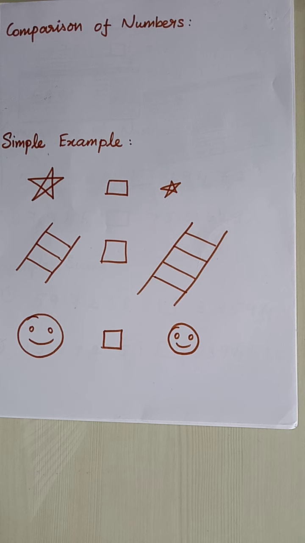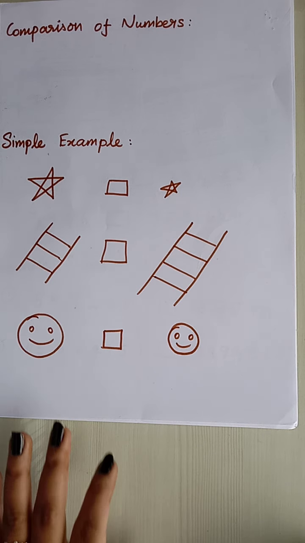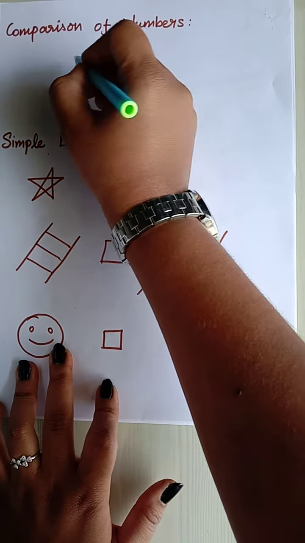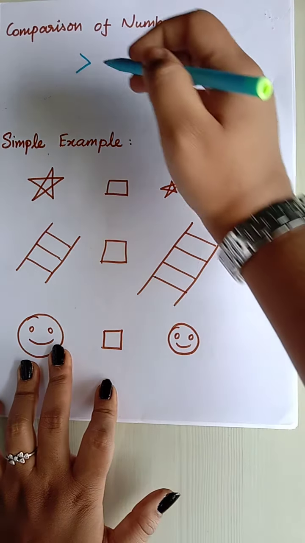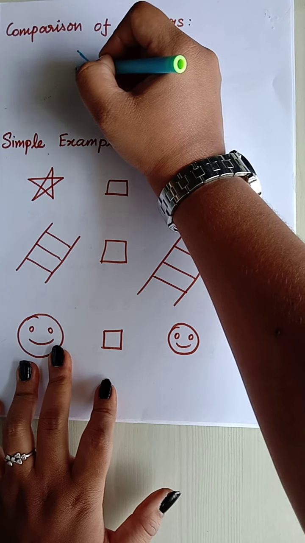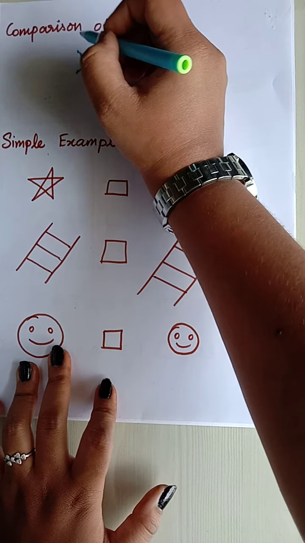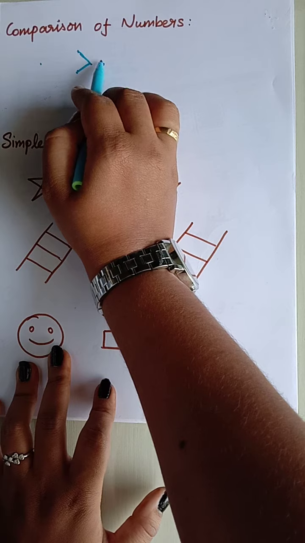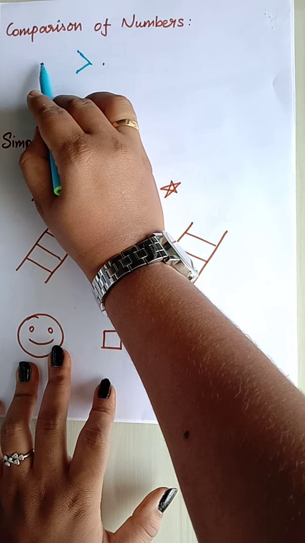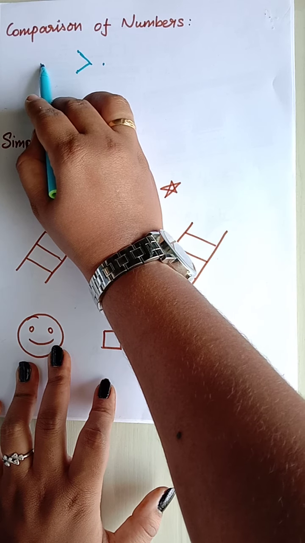Now what are the symbols we use to compare numbers? There are three symbols. The first symbol is greater than, and we show it in this way. This is the greatest part and this is the smallest part. This is the 1 kg cake and this is the half kg cake. So the 1 kg cake is the biggest, the greatest part.